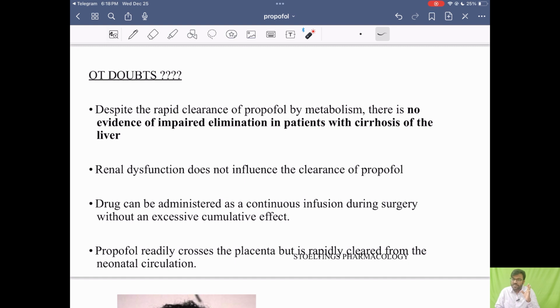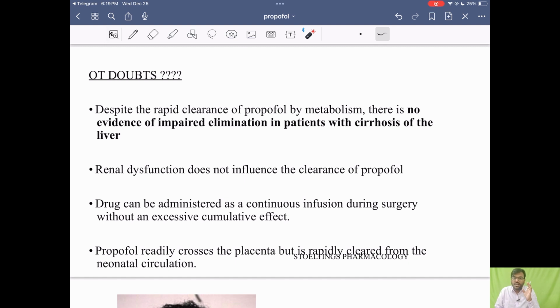And second, you see patients of CKD all the time. CKD patients are very common in our operation theaters. If a patient has renal dysfunction, that too does not influence the clearance of propofol. The drug can be administered either as a bolus or in continuous infusion.